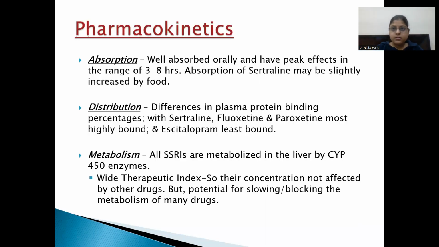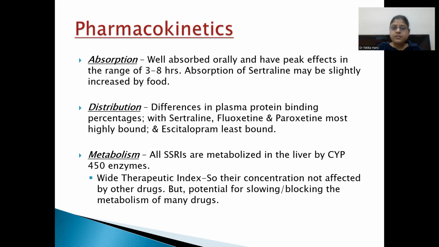Now, pharmacokinetics. Absorption: it is absorbed orally and has peak effects in the range of 3 to 8 hours. Absorption of sertraline may be slightly increased by food. Distribution: there are differences in plasma protein binding percentages, with sertraline, fluoxetine, and paroxetine most highly bound, and escitalopram least bound.